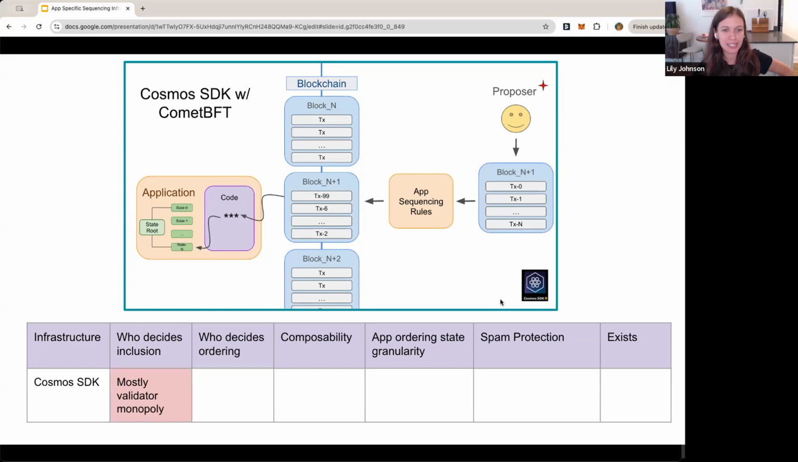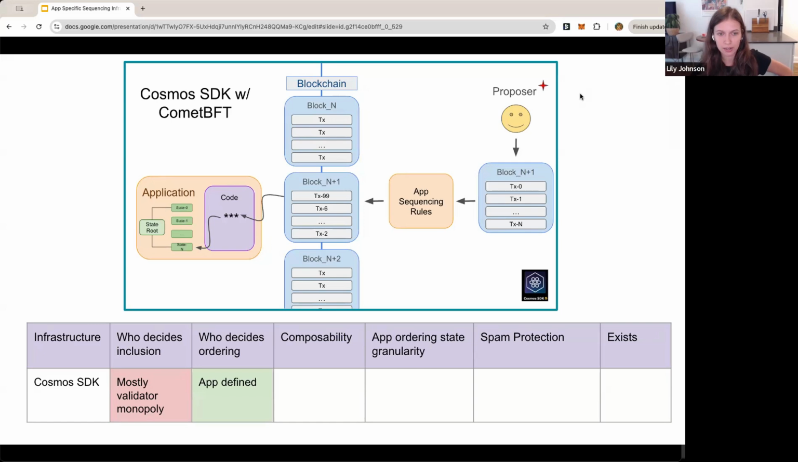Yeah, so who decides inclusion? Typically it's the validator at Monopoly. I do have a little asterisk here, because through ABCI++ and vote extensions, it is possible to write your application in a way where, if 2/3 of the validators say include this transaction, you can have forced inclusion of a transaction. So there are almost out-of-the-box ways to minimally modify the inclusion, but typically it's just one single proposer.